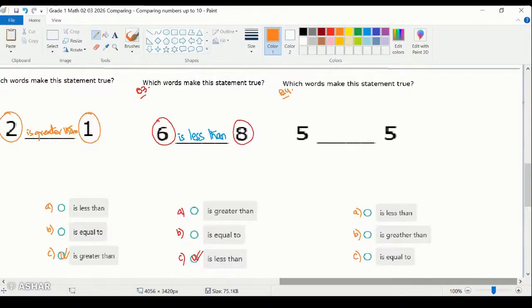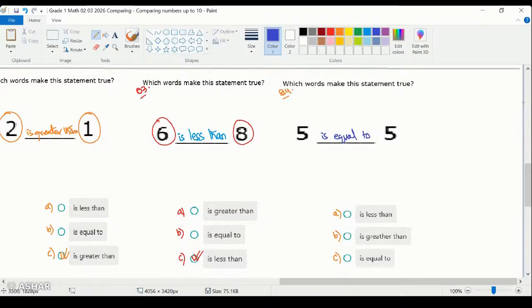5 was equal. Thank you. It is equal. It is not greater than 5. It is not less than 5. The number on the left hand side is equal to the number on the right hand side because they both are 5. Agreed? Thank you, Solomon. Thank you, Precious. Thank you, Deborah.